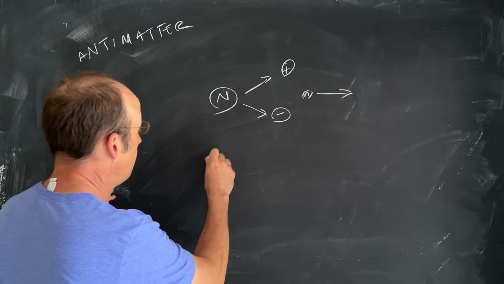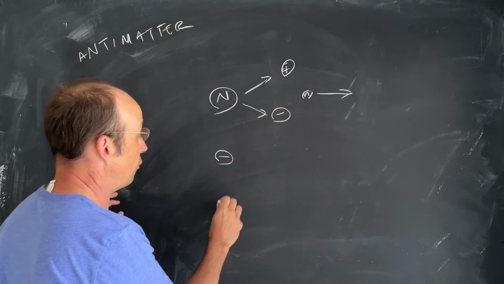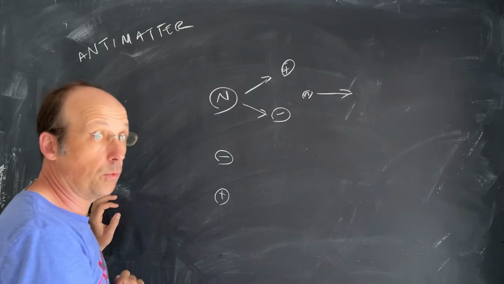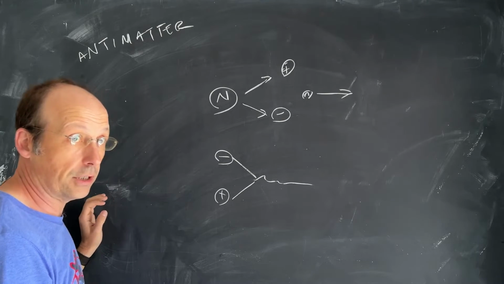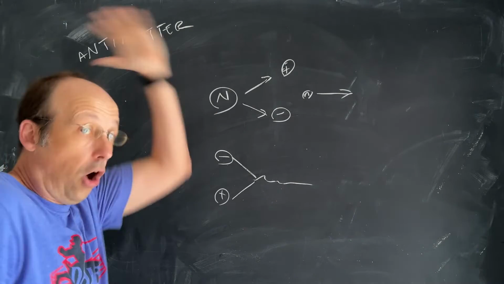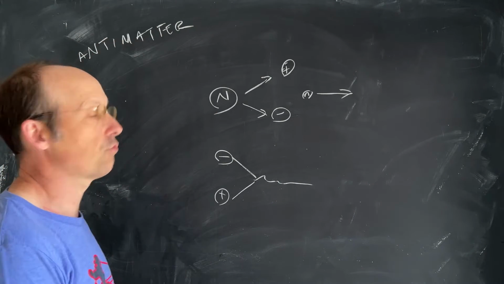The same thing's true if I have an electron and a positron. They're equal and opposite charges. They can annihilate and create energy. And that's fine. They're gone. But I didn't destroy any charge.